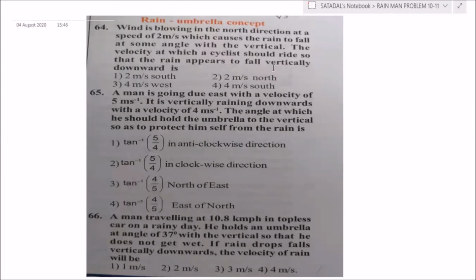Atik, tell me the answer. Hello, good evening, sir. Good evening, Atik. Tell me. So the 65th is second, the 66th is fourth. Yeah, 65th is second, correct answer. 66th is fourth, correct answer. And 64th, second, correct answer. Very good. Excellent. Yeah, Nikhil, tell me. Same, sir. Okay, very good. Fine.